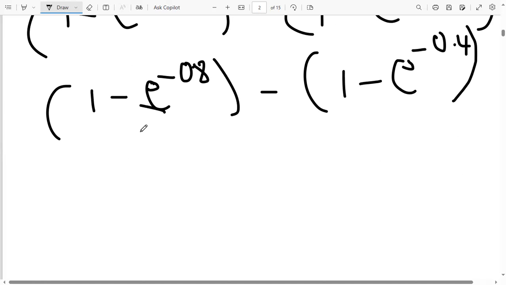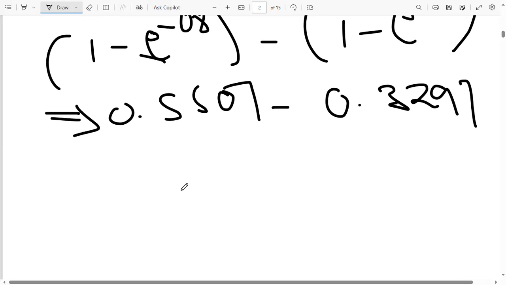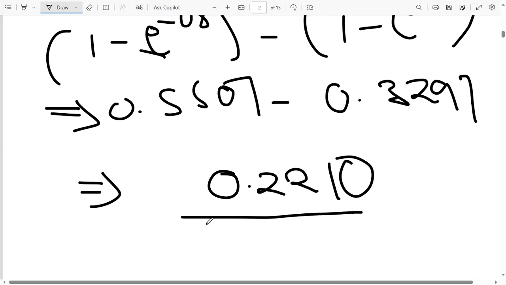Okay, so when I punch this into my calculator, I'm getting 0.5507 minus, when I punch this into my calculator, I'm getting 0.3297. And then I subtract these two numbers to get the final answer. So this minus this, ending up with 0.2210 as my final answer.